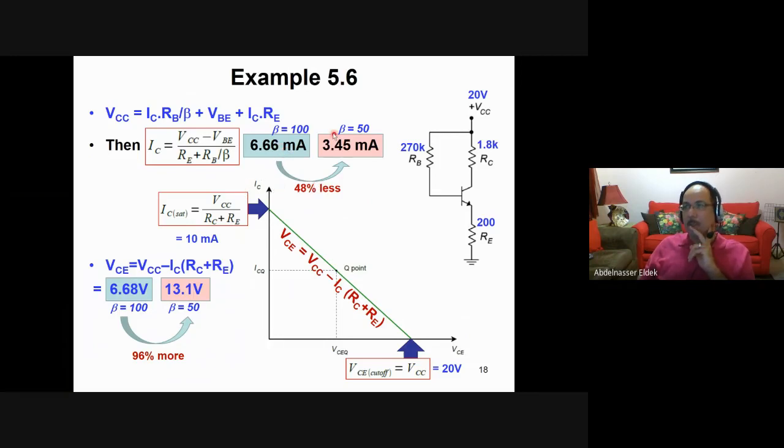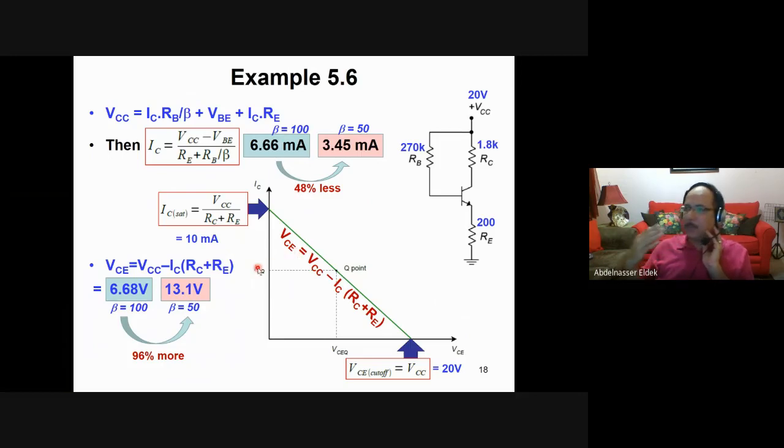voltage? Of course, we need to substitute by these values here in this equation. When beta is 100, 6.68. When beta is 50, it is 13.1 volt. Of course, there is a big change. It's almost 100% in the voltage. So again, this method is unstable.